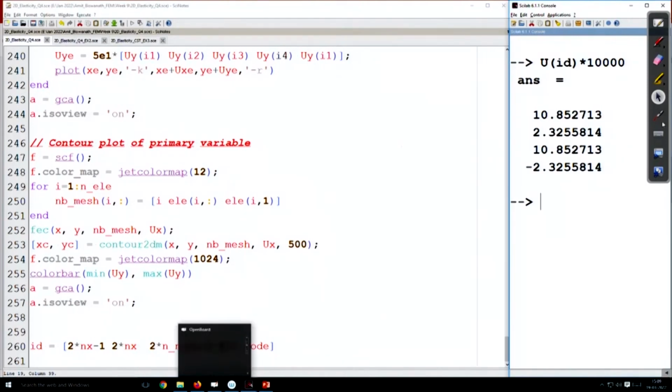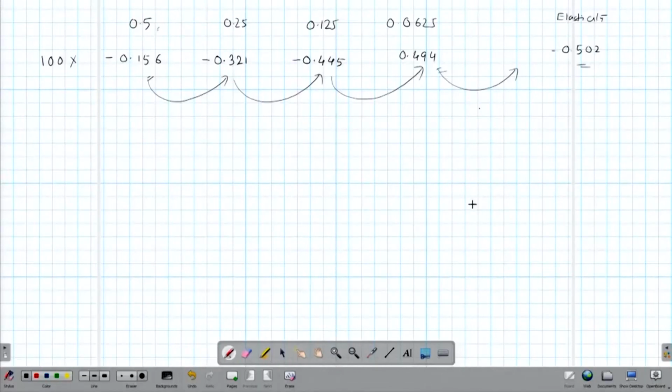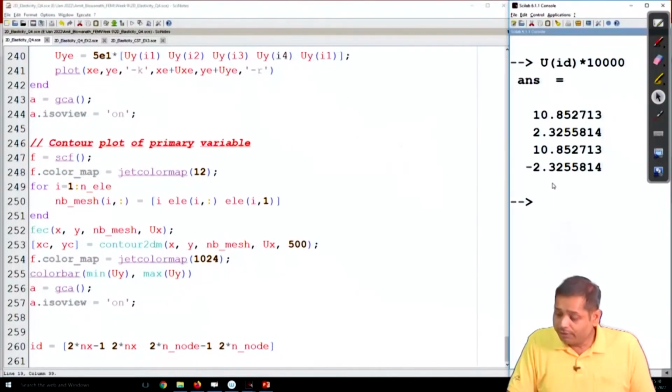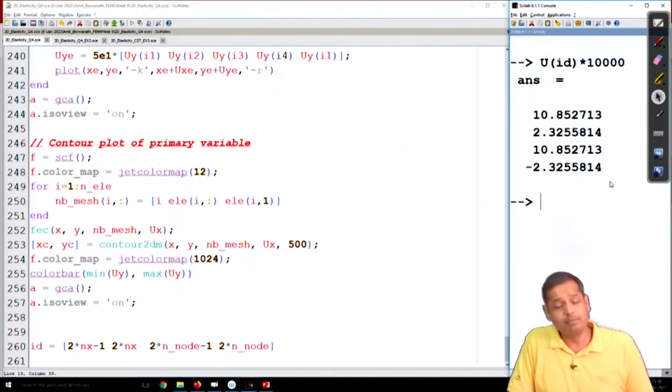Now let us see what the results were for the triangular element. You see, this was the result for the other problem, the elasticity problem. For the triangular element, you recall that when we discretized with just 4 nodes, we did not have any symmetry in the solution, but here we have symmetry in the solution, which is very obvious because our discretization is also symmetric.